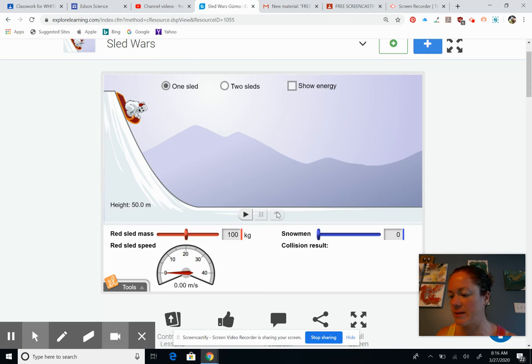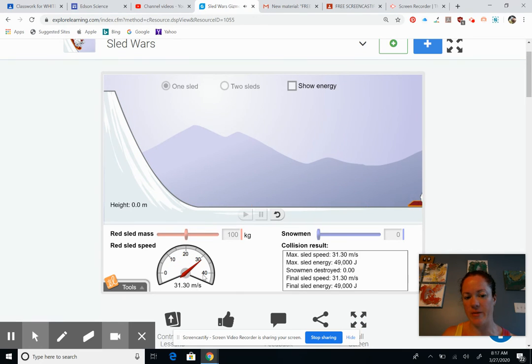This time we're going to focus on the speed of the sled after it reaches the bottom of the hill. So we're going to hit play. And notice what happens as soon as you hit the bottom of the hill, the speed remains constant. So D, does the sled accelerate after reaching the bottom? No, it stays at a constant speed. The speed remains the same.